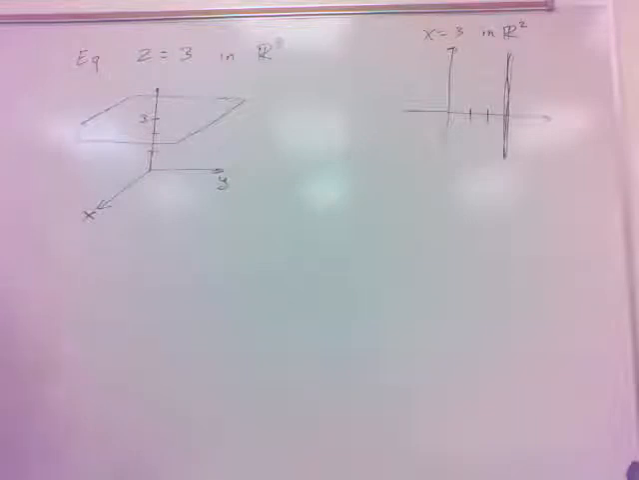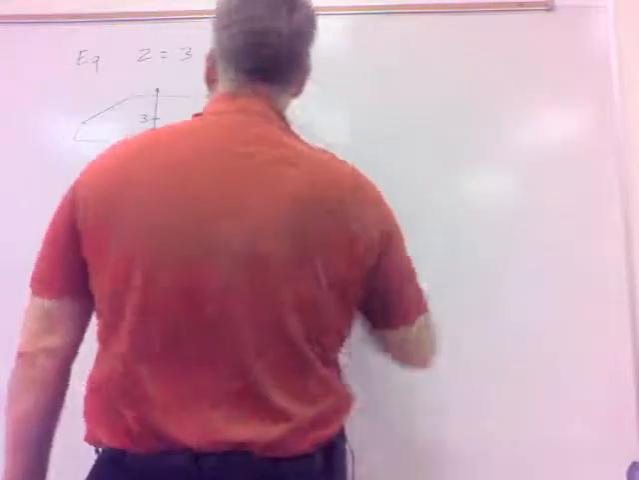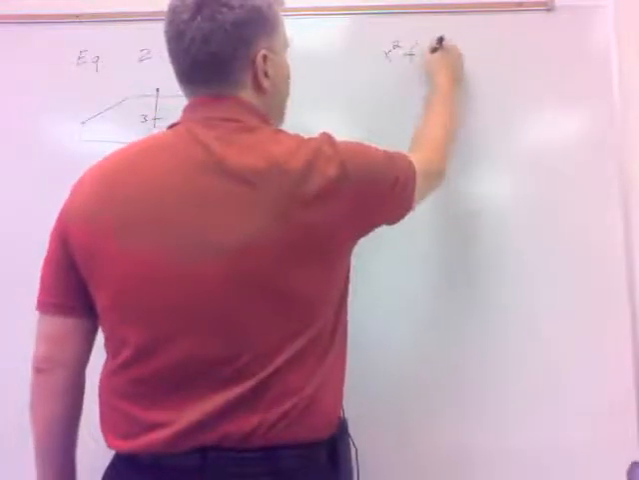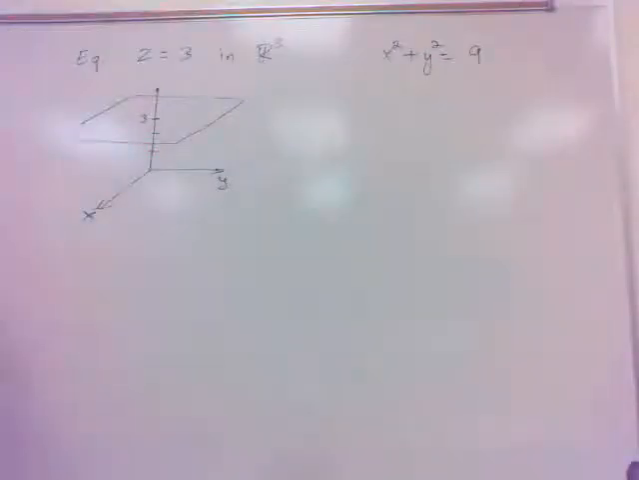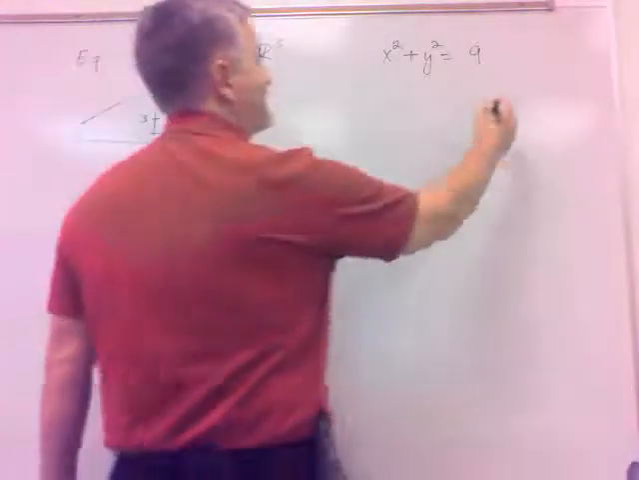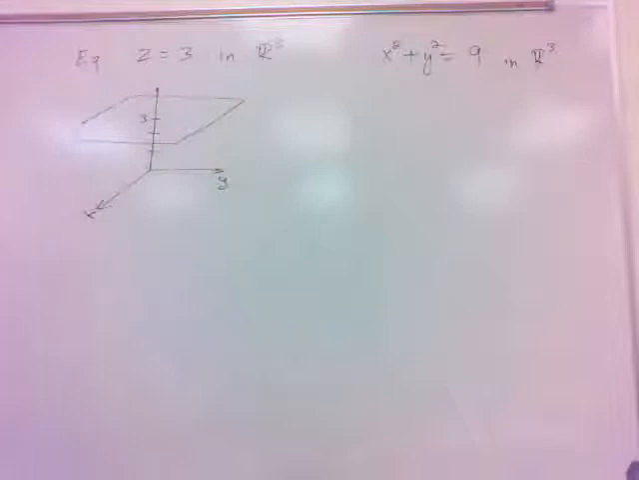Of course, the book can do a little better job with the graphics and so forth, so we'll rely on them a little bit. This is an interesting one too: x squared plus y squared equals 9, in R3. Hopefully we know in R2 what it is, and that's actually kind of where you start. In 2 dimensions, that's a circle.